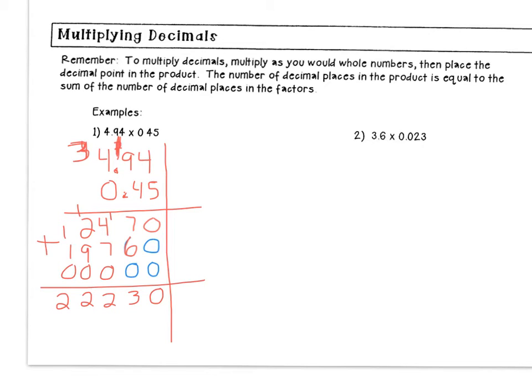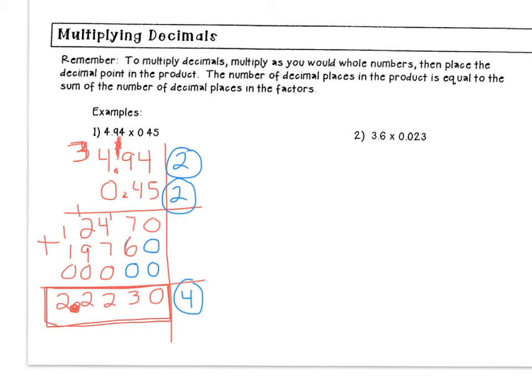Now, you have to put in the decimal point. So you count your decimal places. This has 2 digits to the right of the decimal. This one also has 2 digits to the right of the decimal. So altogether, I'm going to need 4 digits to the right of the decimal. So this is telling how many decimals. I'm going to need 4 digits to the right. So 1, 2, 3, 4. So I'm going to have to place my decimal right here. So here's my answer. 2.2230.